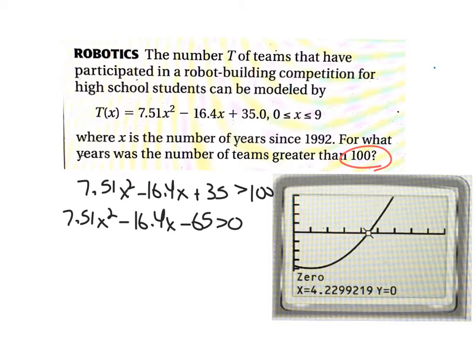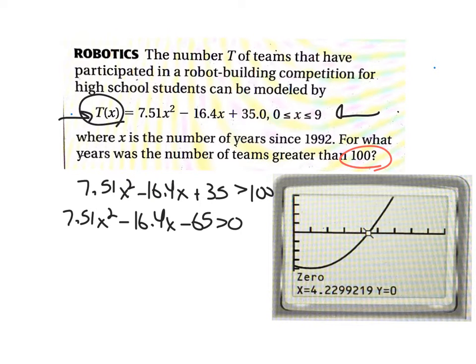All right, one more problem here. This one says the number T of teams that have participated in a robot building competition for high school students can be modeled with this equation, and they give you the equation. It says the equation is only good for x is 0 to 9, where x is the number of years since 1992. For what years was the number of teams greater than 100? So this is the number of teams over here, hence the T.